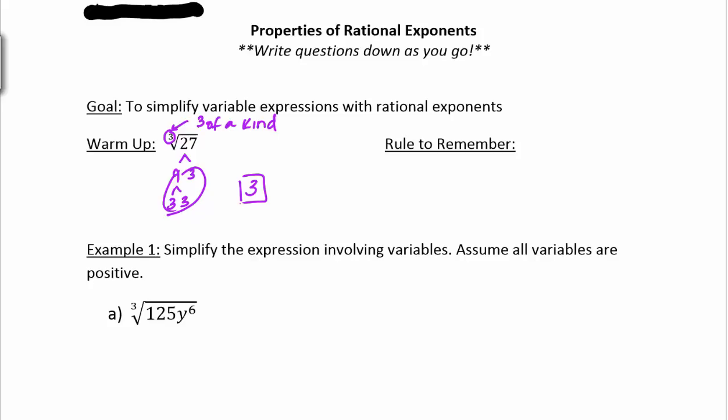And a rule that could be helpful to remember is that the nth root of x to the nth power equals x. So say it was the fourth root of a to the fourth power. The root of 4 and the power of 4 really cancel each other out. So the answer here is a.